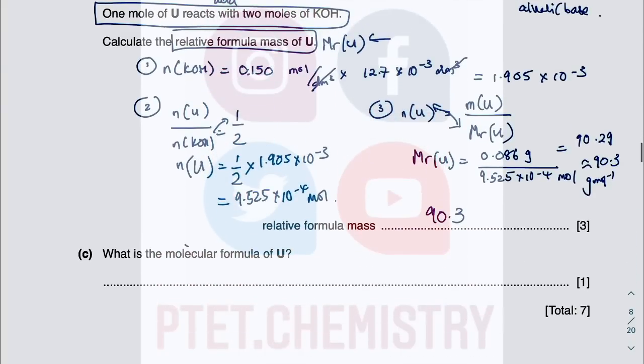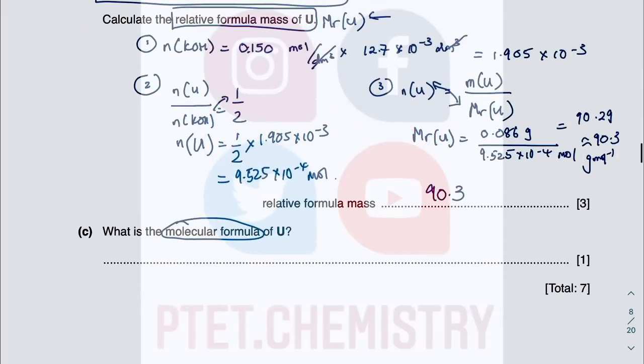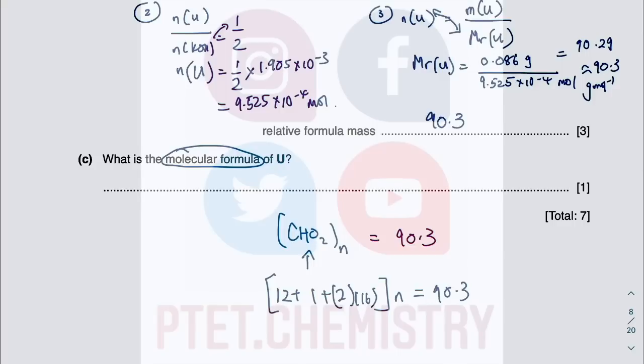Okay. Now they want the molecular formula. You know the empirical formula and you know the total mass. So we are looking at something like CHO2 multiplied by something will give you 90.3. For this alone, it's going to be 12 plus 1 plus 2 times 16. Altogether, multiplied by n will give you 90.3. So 12 plus 1 plus 2 times 16 is 45. Multiplied by n will give you 90.3.